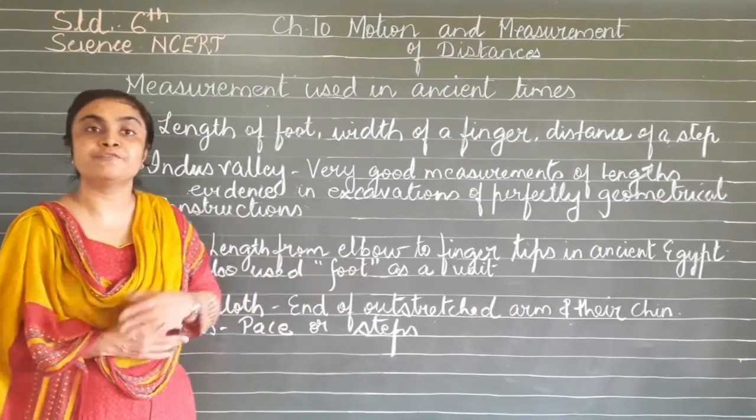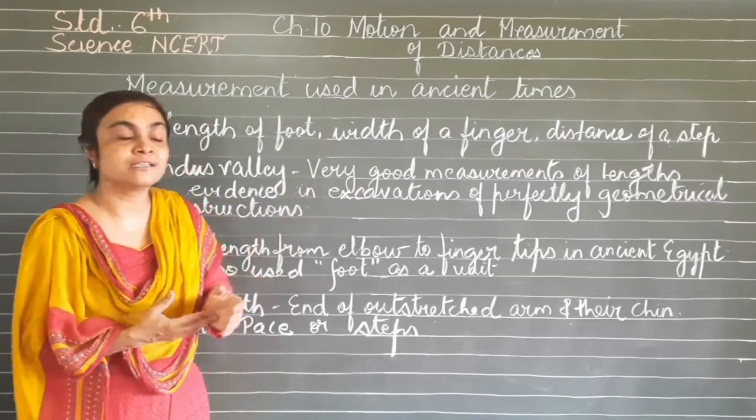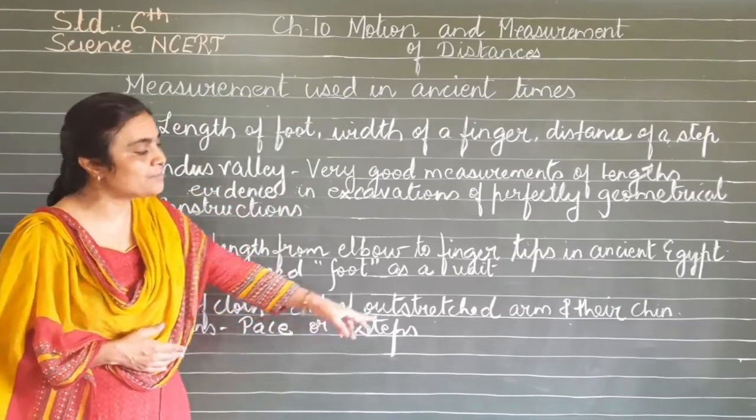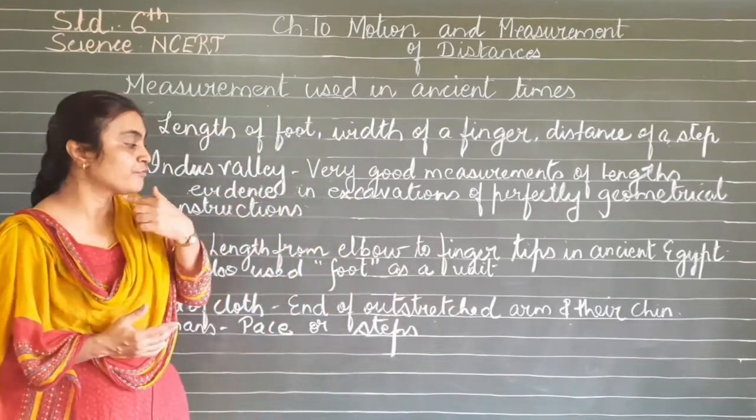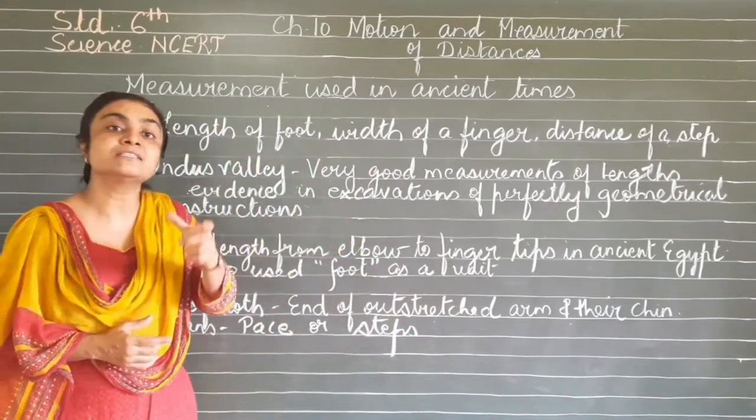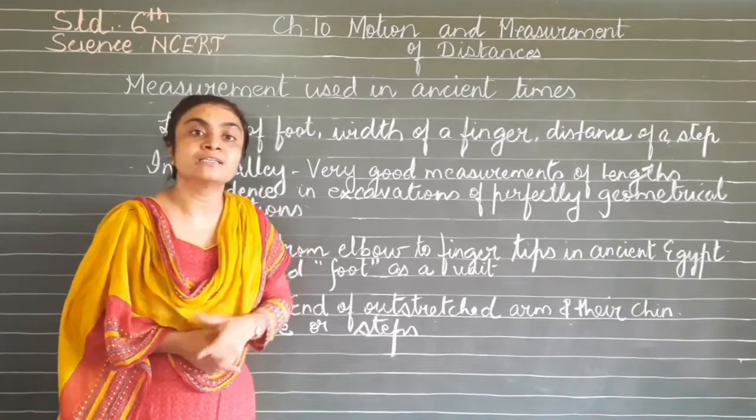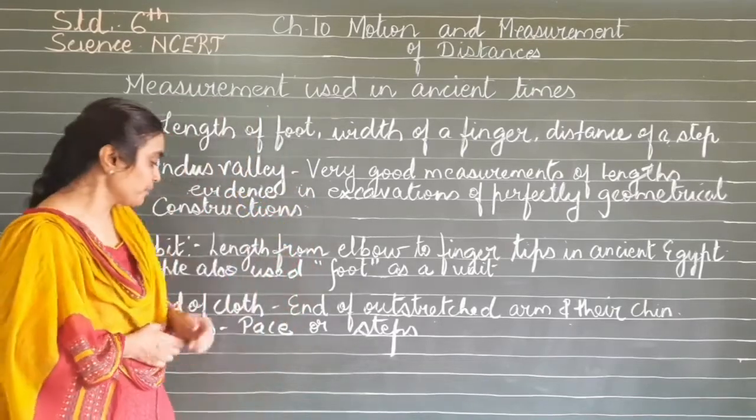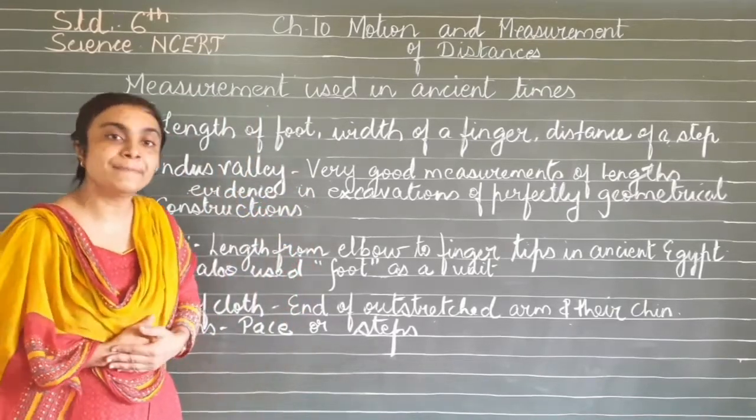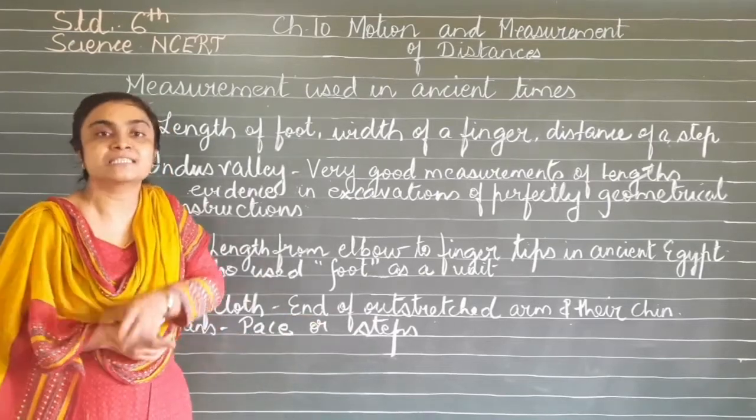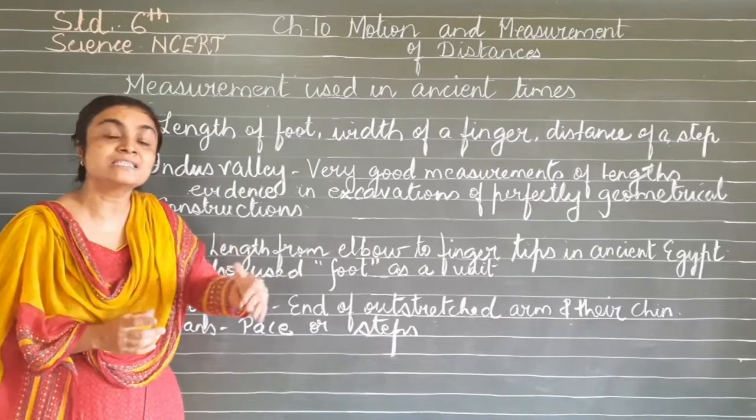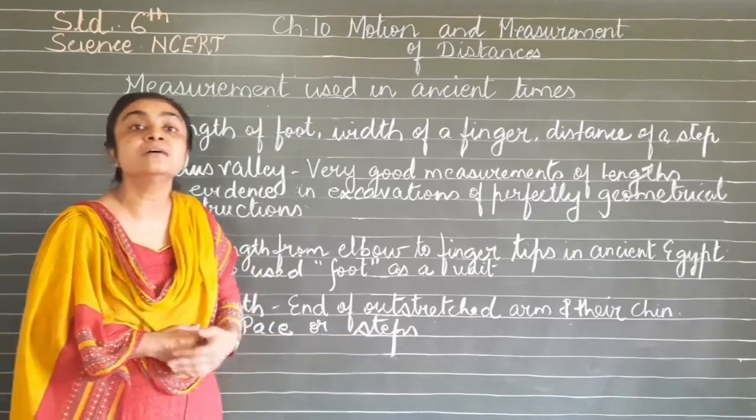Now yard of cloth. If you want to measure cloth, it was in the form of a yard. That means from the end of the outstretched arm to the chin. If you want to measure cloth, this was considered a yard. What did the Roman people do? They used a pace, or a step. Pace means a single step. They measured distance with the help of the pace.